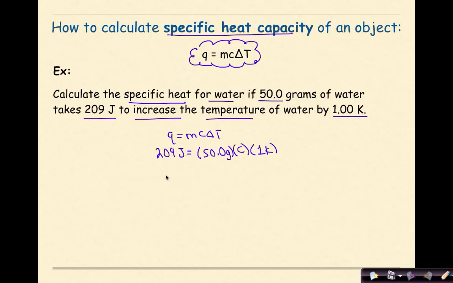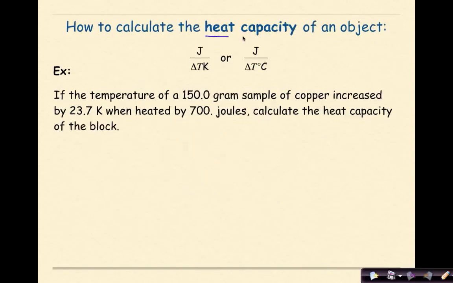So if we work this out, we find that the specific heat capacity of water is what you've already expected to be, 4.18 joules per gram Kelvin for our answer. So a little review of specific heat capacity. How to calculate the heat capacity of an object. So this is going to be joules over change in temperature in either Kelvin or degrees Celsius.